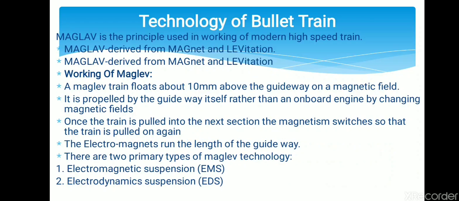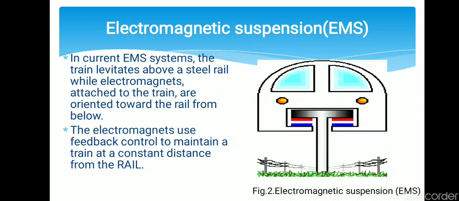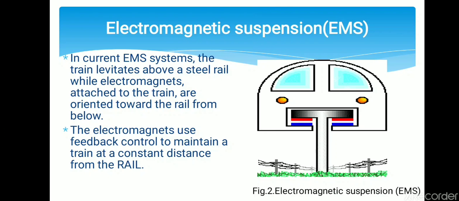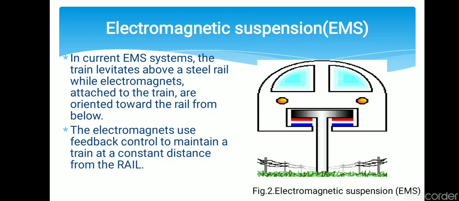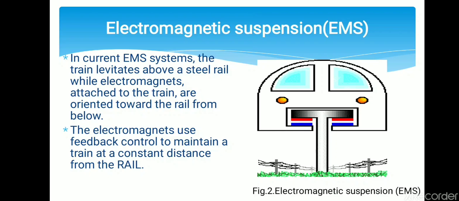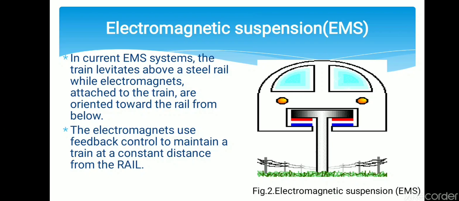There are two primary types of maglev technology. First is the electromagnetic suspension, which is known as EMS, and second is the electrodynamic suspension, which is known as EDS. So we will discuss these one by one. First is the electromagnetic suspension. You can see figure number 2, in which it is shown how the EMS works.